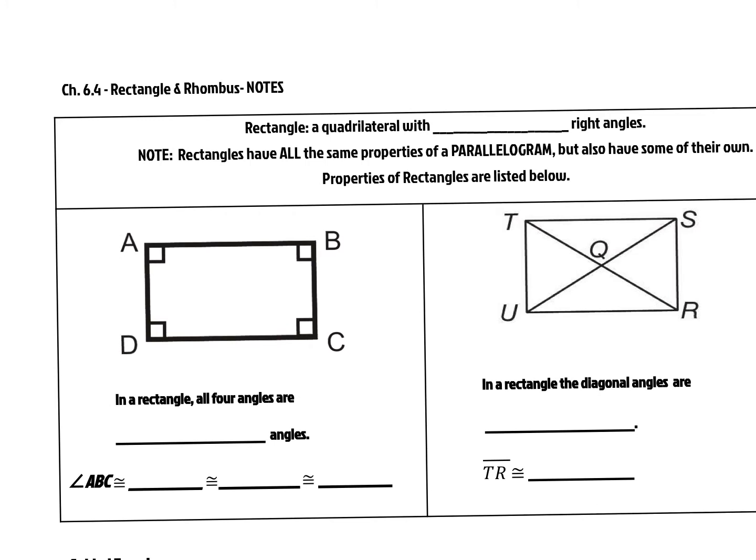Rectangles are going to be quadrilaterals that have 4 right angles. Rectangles are going to have all the same properties of the parallelograms as well as some additional properties. For instance, in a rectangle, all 4 angles are going to be right angles. Let us say that angle ABC, also known as angle B, will be congruent to angle C, angle D, and angle A.